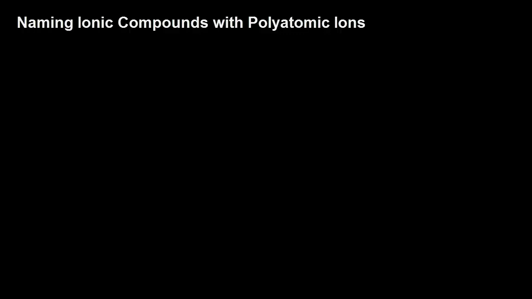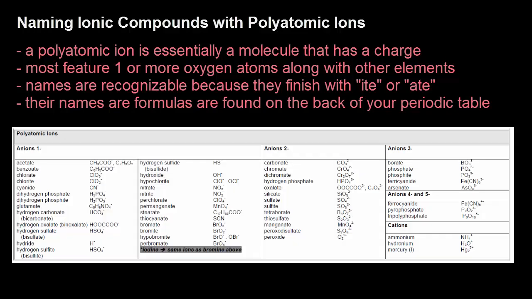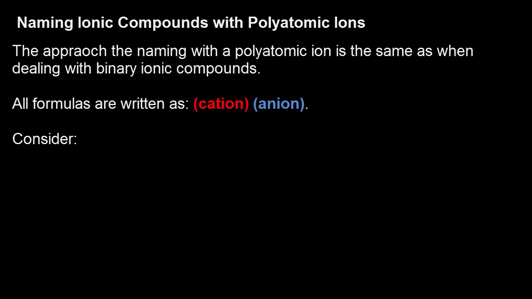It's time to look at naming ionic compounds with what are called polyatomic ions. Up till this point, we've only worked with binary compounds. A polyatomic ion is essentially a molecule that has a charge. Most of them feature one or more oxygen atoms along with some other elements, and you can recognize their names because they end in "ite" or "ate." They're in this little chart on the back of your periodic table.